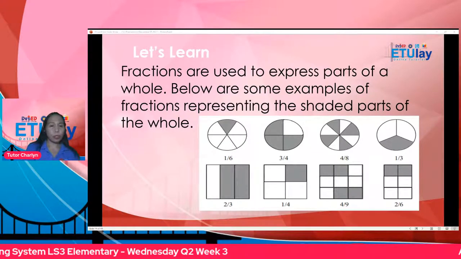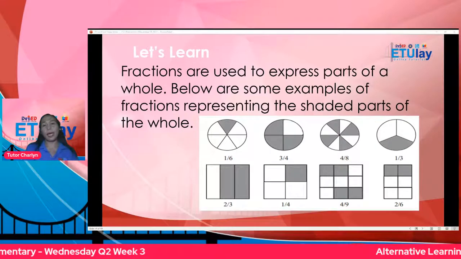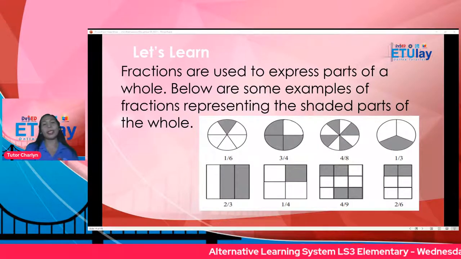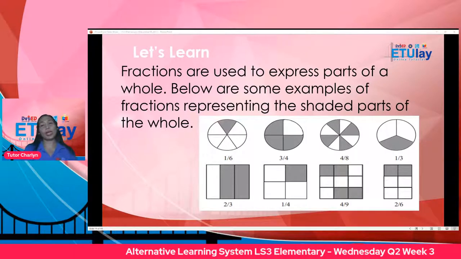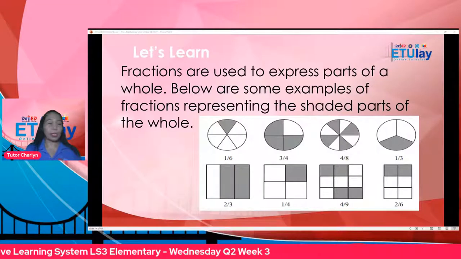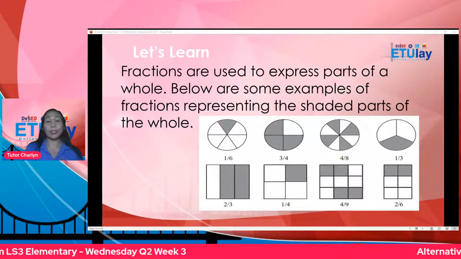And the shaded portion is 1, so we got 1/4. And the next one, we have divided into 9 parts. The shaded portion is 4, so we have 4/9. And the last one is divided into 6, and we have shaded portion, which is 2. So we got 2/6.